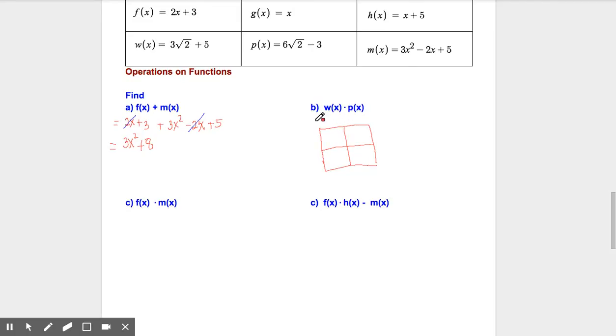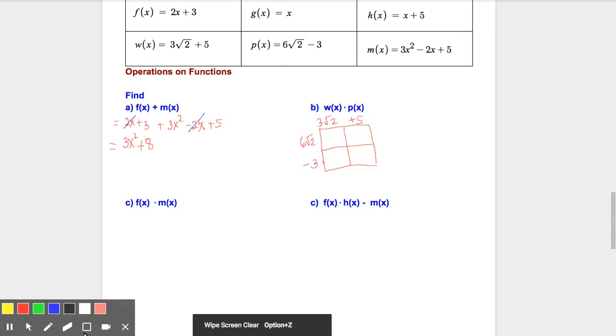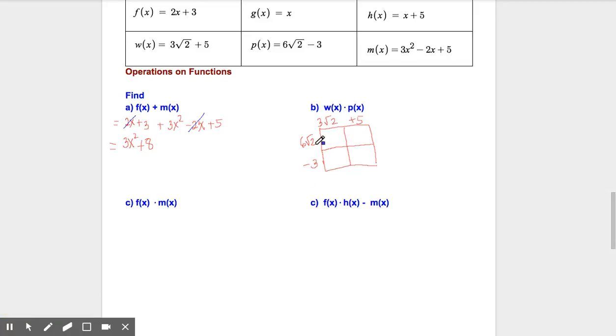Okay, w of x is the length, which is 3 square root of 2 plus 5. So we'll put here 3 square root of 2 plus 5. And the width is p of x. So we'll have 6 square root of 2 minus 3. So now we're ready to multiply.